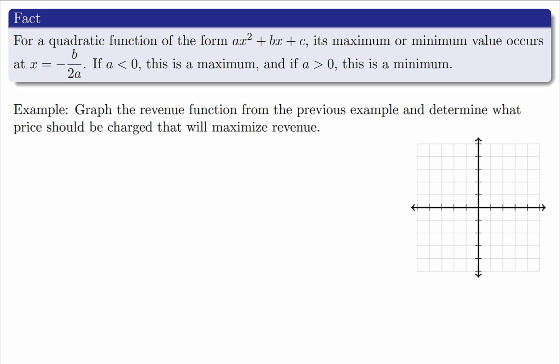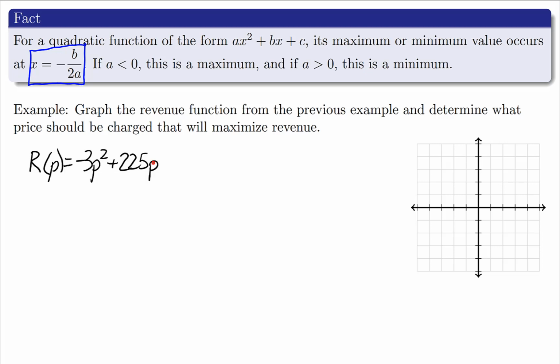If you have a quadratic function of the form ax squared plus bx plus c, then we can actually find a maximum or minimum value occurring at x equals negative b over 2a. This is a useful formula to have. If your a is negative, if you know anything about quadratic functions, that means it opens downward. Consequently, that's a maximum. If a is positive, your function would open upwards, and that's a minimum.